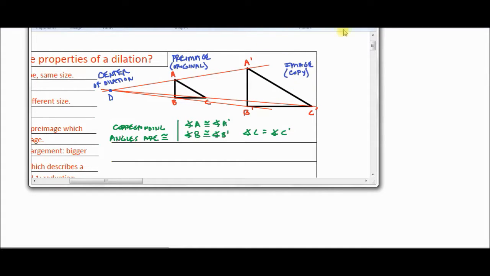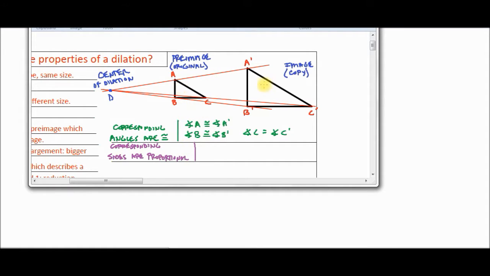Okay, what's another property of dilation? Here's the next one. Corresponding sides. And hopefully you're listening to the video and not just writing, because if you're just writing, you're going to have a hard time reading my writing. Corresponding sides are not congruent anymore because now it's getting bigger. They are proportional, and we've learned about proportions already. That means they're going to have the same scale factor or the same ratio if we compare them to each other. So corresponding sides are proportional.